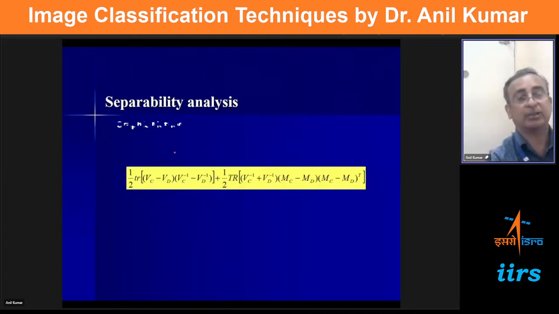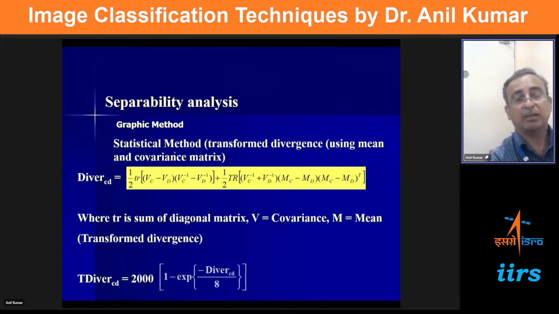And next is the graphical, which I have already told. In the statistical methods, you have the transform divergence. First, this calculates one parameter called divergence using the mean and variance-covariance. Here this is the mean from the training data, and V is the variance. This is always calculated between 2 classes, and the classes can be C and D. Using the training data, you can calculate the mean and the covariance value, and if you put it here, you can get the divergence variable. If you put this divergence value in this equation, you can get the transformed divergence.